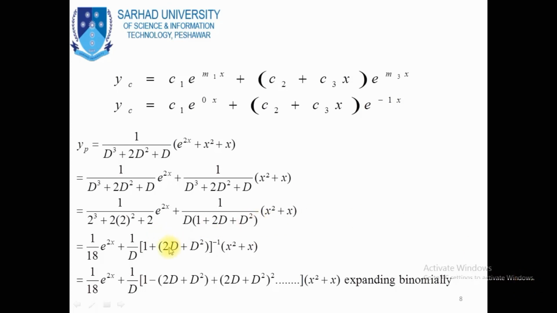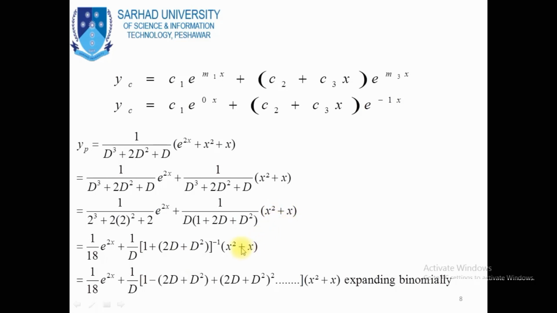So for the binomial expansion, we write this 1 plus 2D plus D square in the form of 1 plus (2D plus D square). 1 is the first term, and 2D plus D square is the second term. Now shift this expression from the denominator to the numerator, and we obtain (1 plus (2D plus D square)) to the power -1. This is the first term and this is the second term.